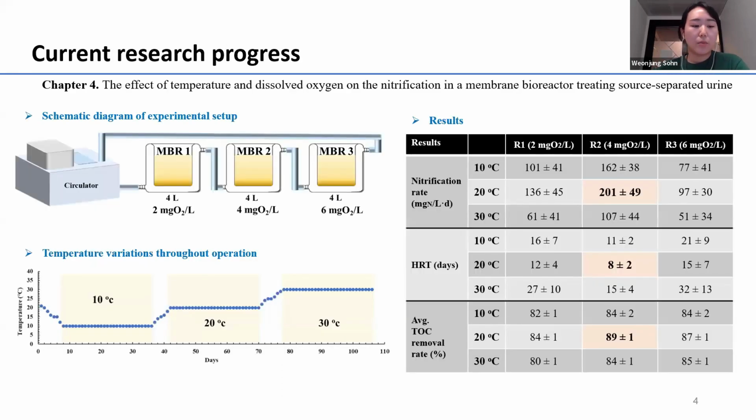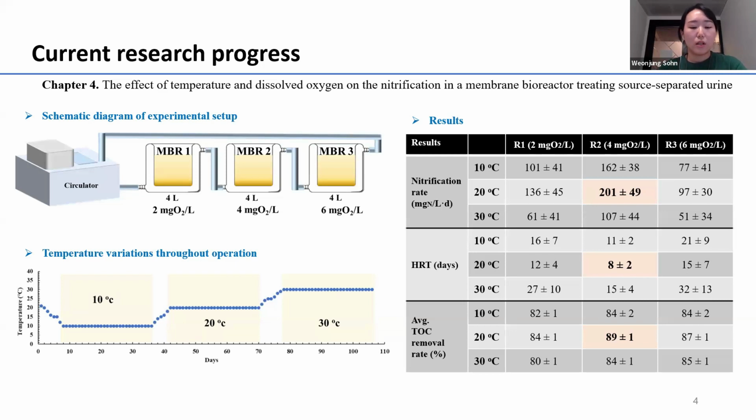My first technical chapter focused on the effect of temperature and dissolved oxygen on the nitrification in a membrane bioreactor treating source-separated urine. Although temperature and dissolved oxygen are important operational factors, which are highly related to nitrification performance, previous studies have only been conducted at the room temperature. Therefore, this study investigated the effect of 3 different DO levels with 3 different temperature conditions, varied from 10 degrees Celsius to 30 degrees Celsius.